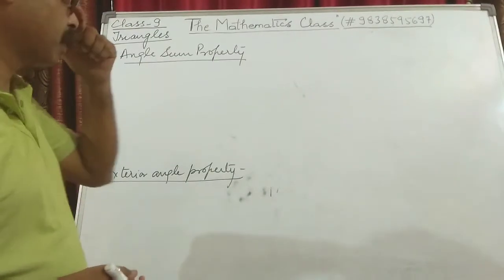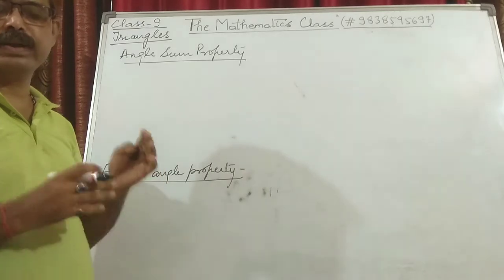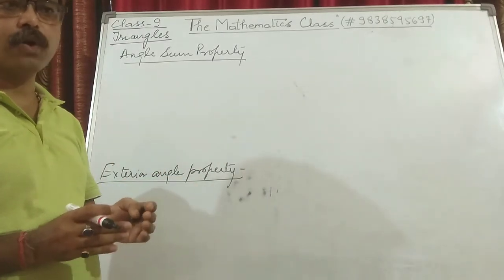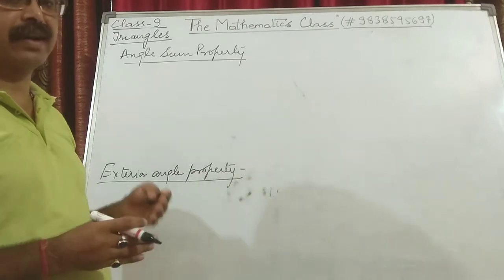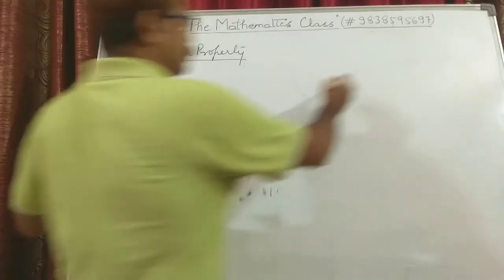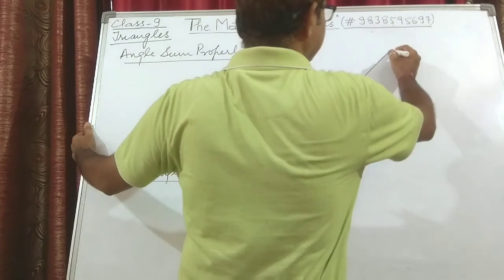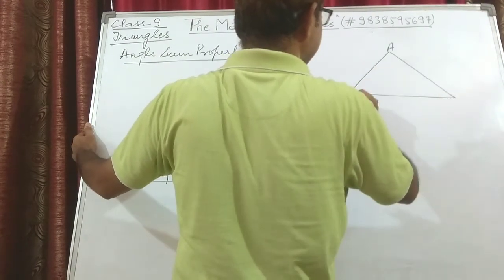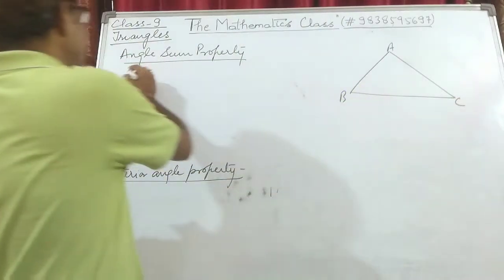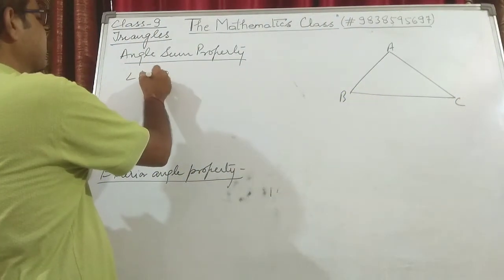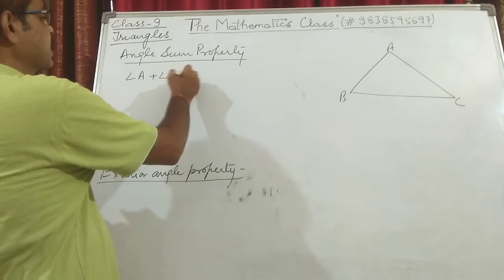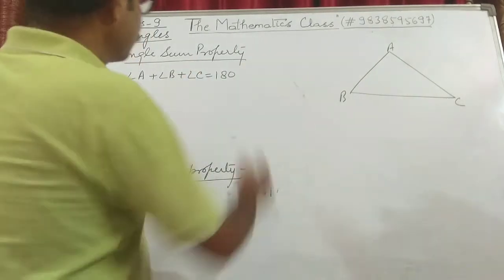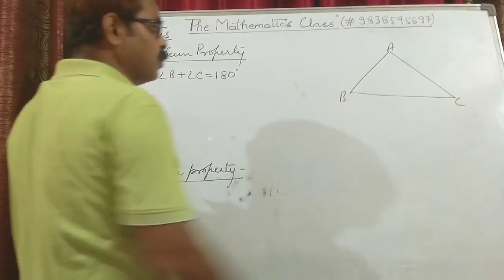The next point is angle sum property. So I think you all know what the angle sum property is: the sum of all the 3 angles of a triangle is equal to 180 degrees. Suppose I draw a triangle like this and name it ABC. So you can easily make out that angle A plus angle B plus angle C is equal to 180 degrees. How can we prove it?